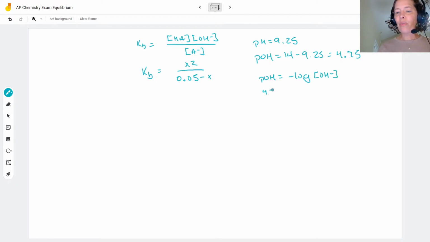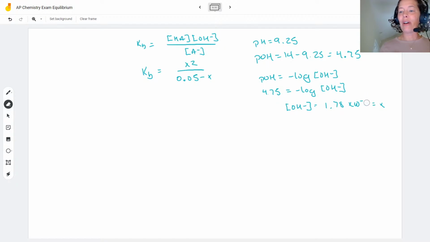Okay, so 4.75 equals negative log of our hydroxide. So our hydroxide concentration is 1.78 times 10 to the negative fifth. This is equal to our value for x. All right, so we have a value for x, which means I can plug in for x in the numerator and denominator. I can calculate my Kb.